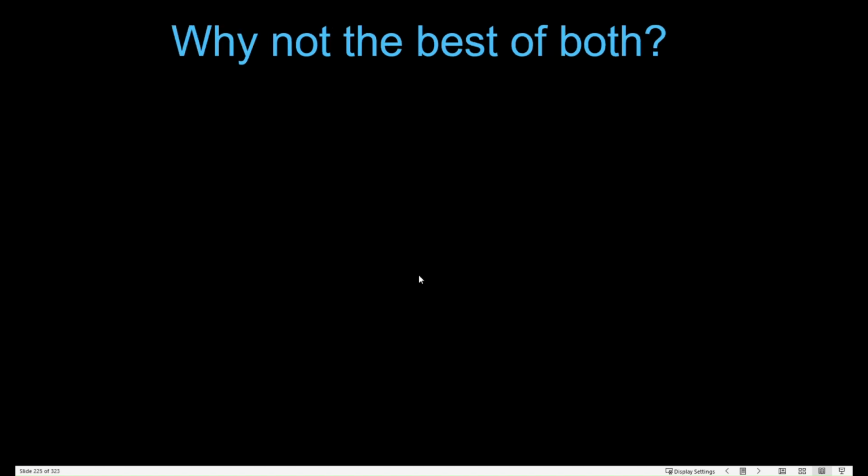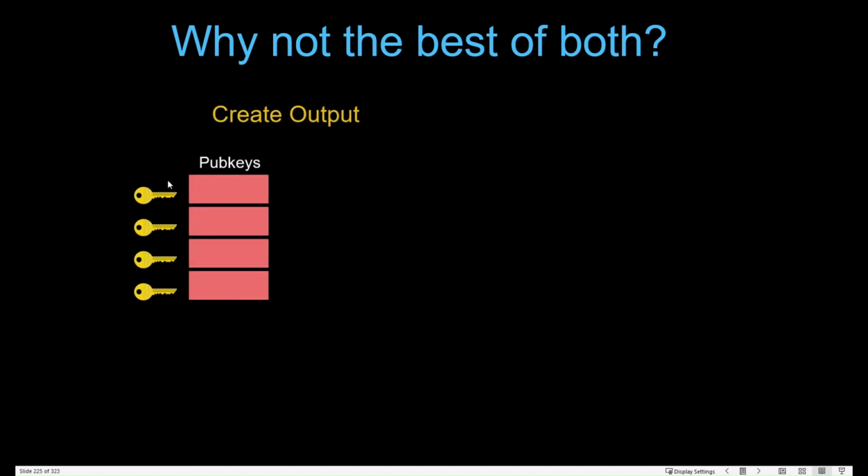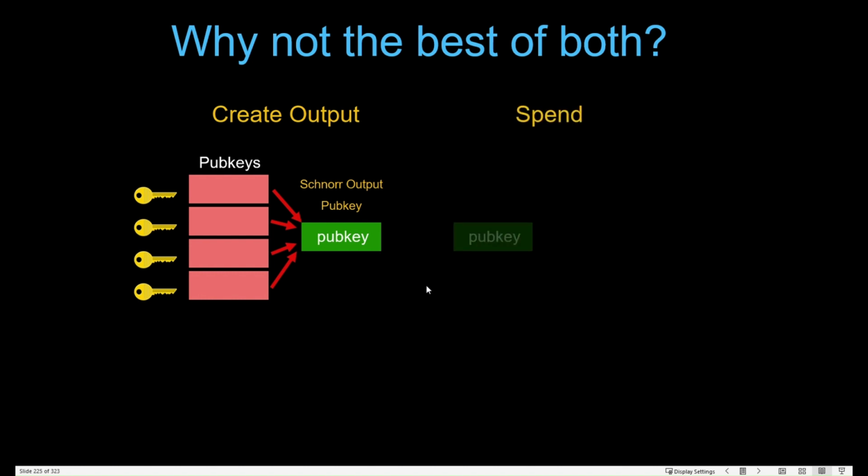So the real question is, why not the best of both worlds? Currently, as we've shown with Schnorr, if you have a 4 of 4, you could take those 4 public keys and create one aggregated public key, and that's what you actually show online. And you could spend using an aggregated signature. So as far as what the world sees, you've now hidden from view, you've obfuscated in a way, any N of N multi-signature and any regular payment.